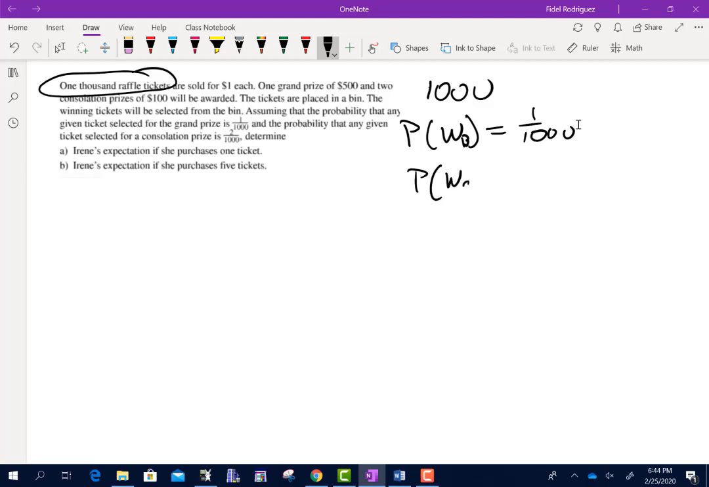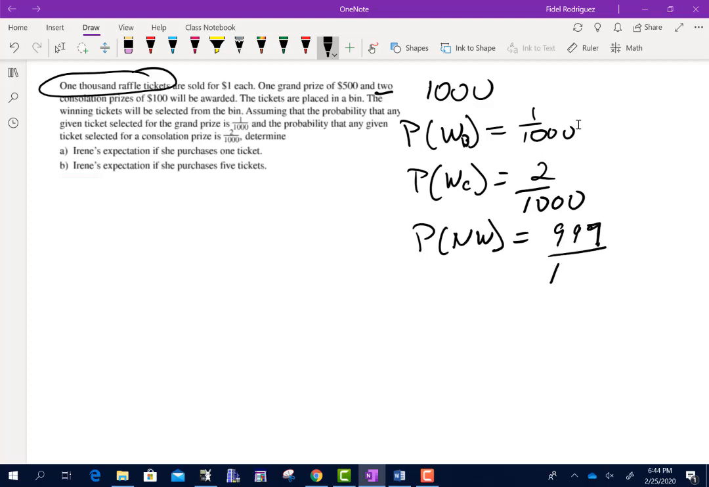The probability that we win a consolation prize, because there are 2 of them, is 2 out of 1,000. Now, what's the probability that we don't win anything? Well, if there's 1 main prize and 2 consolation prizes, that means there are 997 tickets that don't win anything. All right, so let's do part A.